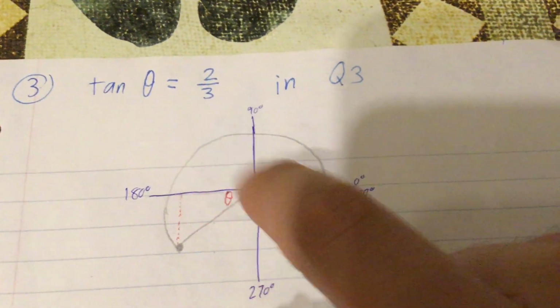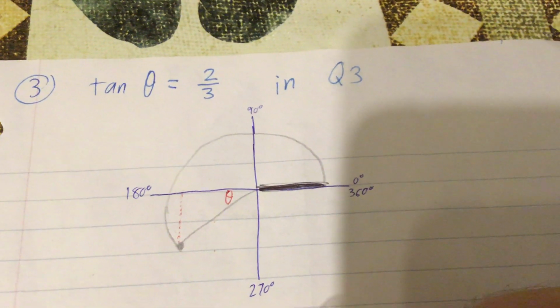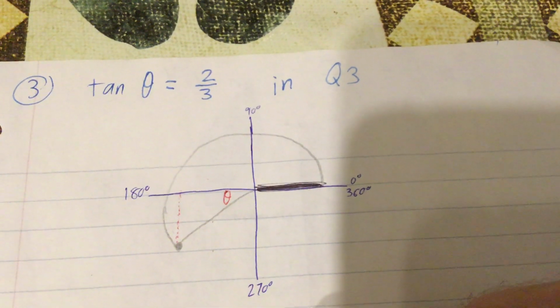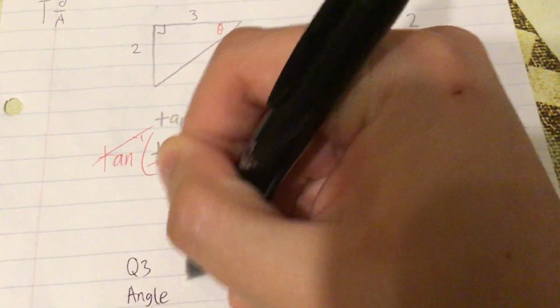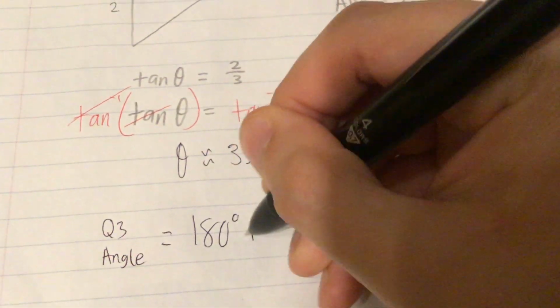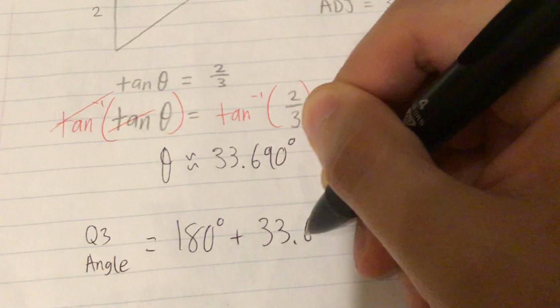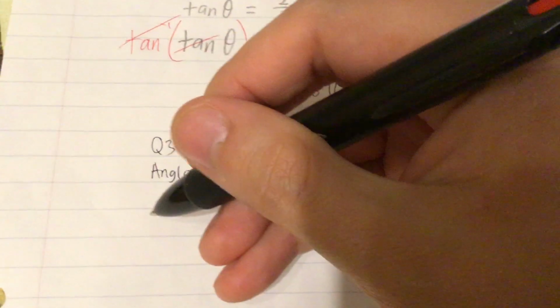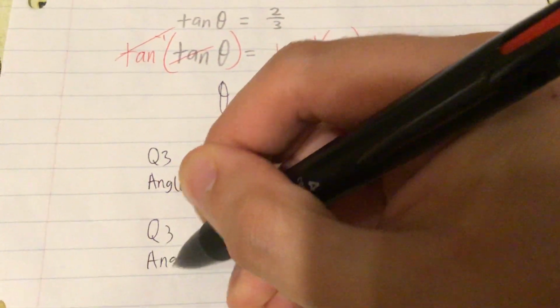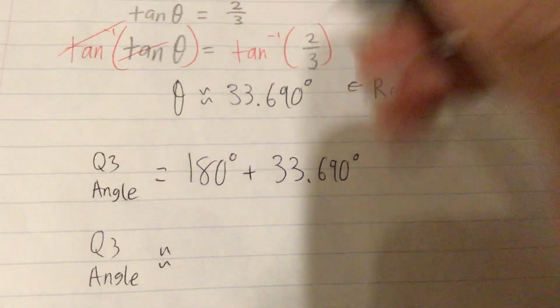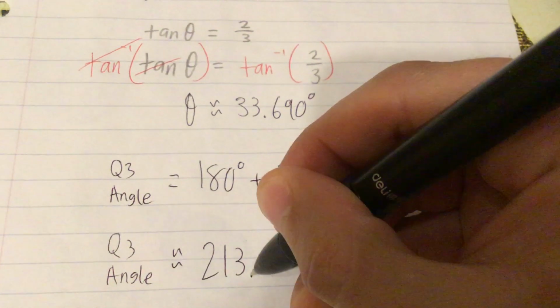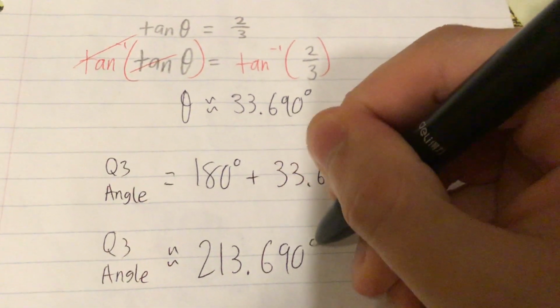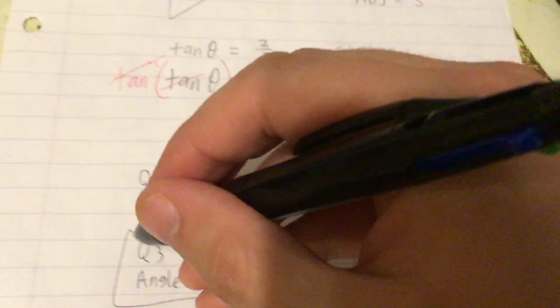So if 180 plus the reference angle is the Q3 angle, well, if I just want the Q3 angle, I'm going to add those two together. So Q3 angle is equal to 180 degrees plus the reference angle, 33.690. Well, remember, this is an approximation, so I'm going to put squiggles. 30 plus 180 is 210, so I bet you this is going to be 213.690 degrees.